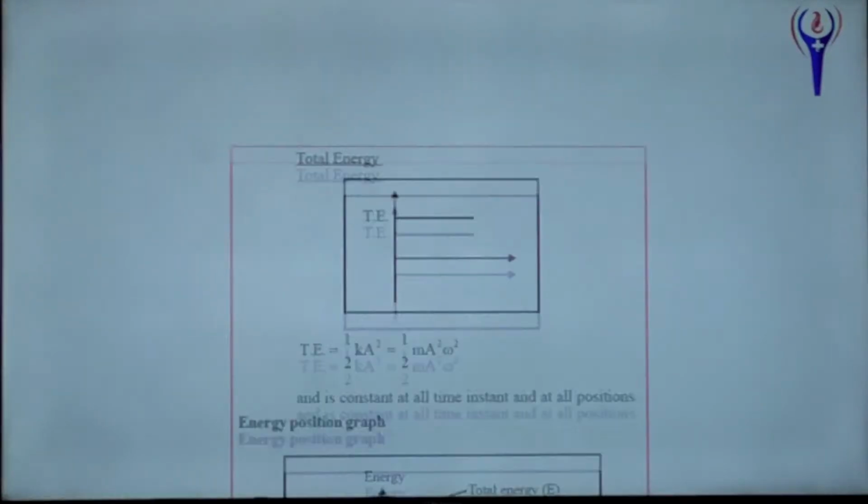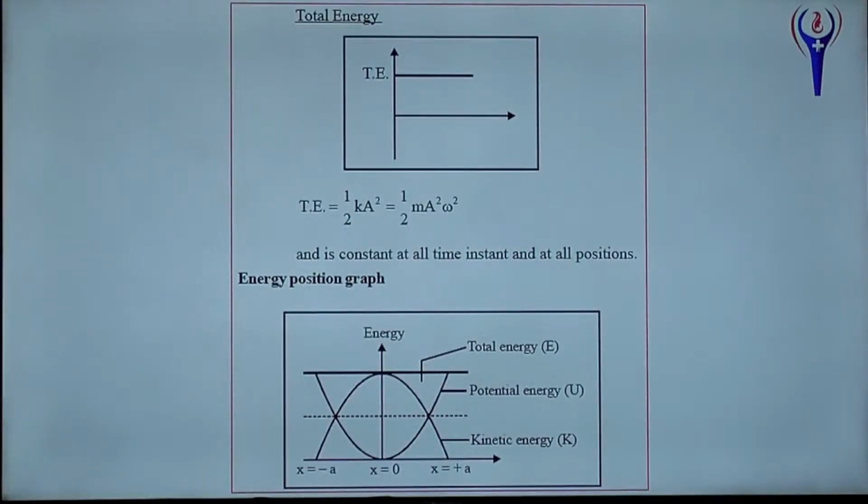Next, total energy. Total energy is equal to half k a square or half m a square omega square, and the wave for total energy is straight. And this is the energy position graph for all the three energies: kinetic energy, potential energy and total energy. Kinetic energy like this, potential energy like this, and adding these two gives total energy. So at any time, at any point, total energy is constant.